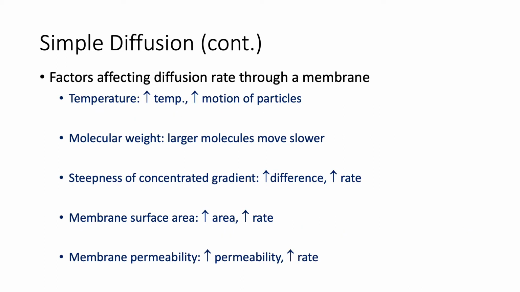So the two factors from this page that you really want to know and understand are temperature and the steepness of the concentration gradient. The temperature was demonstrated with the potassium permanganate solution at the front of the class. You saw the purple spread much quicker in the warm water as opposed to the cold water. Then the steepness of the concentration gradient.